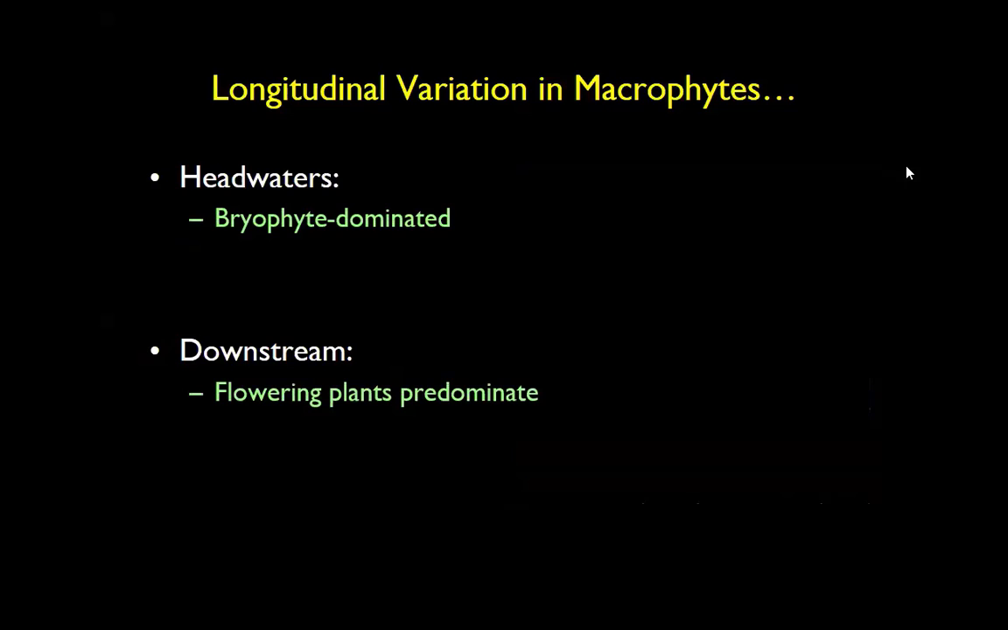Unfortunately, we'll take a look the next time we're at Beetree Creek for some of these, but we're not really in true headwater systems, unfortunately. I don't think we've seen any. Whereas further downstream, flowering plants predominate. In the middle, it's tricky because you don't have the stable substrate that the flowering plants like, but the conditions aren't great for bryophytes. So in the middle sections, you don't have a whole lot of macrophytes.